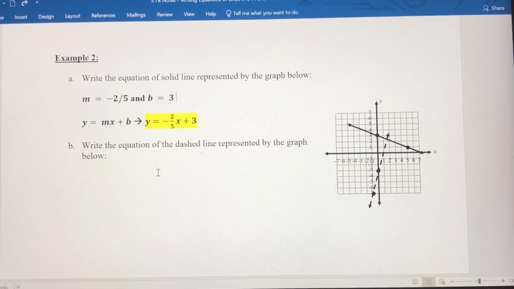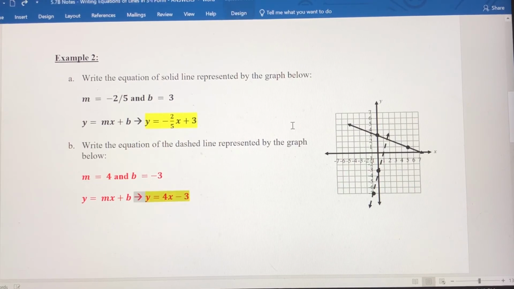So to finish up this video for this part of the notes, the slope was 4, the y-intercept was negative 3. We plugged those values into our slope-intercept form, and for the dashed line, we got an equation of y equals 4x minus 3. So that's how you write the equation of a line in slope-intercept form when you're given a graph. You want to find the slope, you want to find the y-intercept, and you want to plug those values into slope-intercept form.